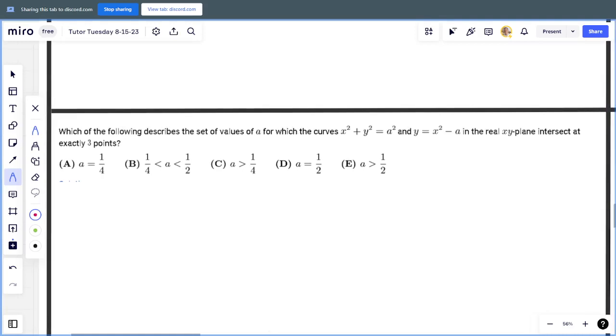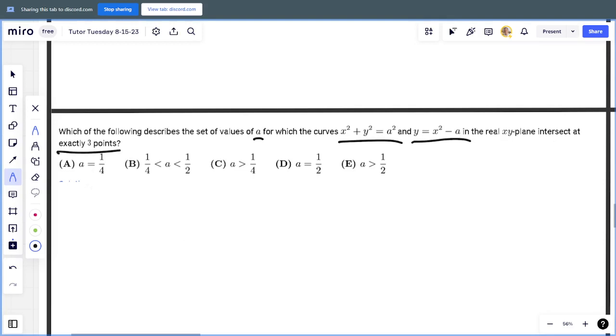Which of the following describes the set of values of a for which the curves x squared plus y squared equals a squared and y squared equals x squared minus a in the real xy plane intersect at exactly 3 points? Okay.